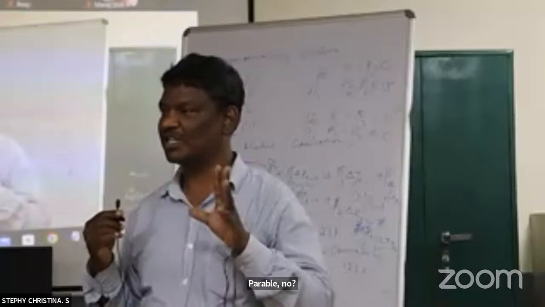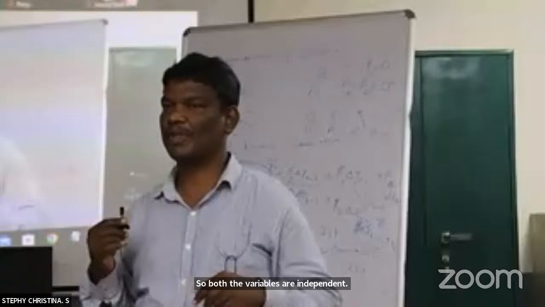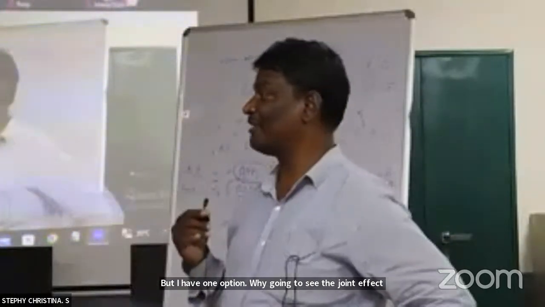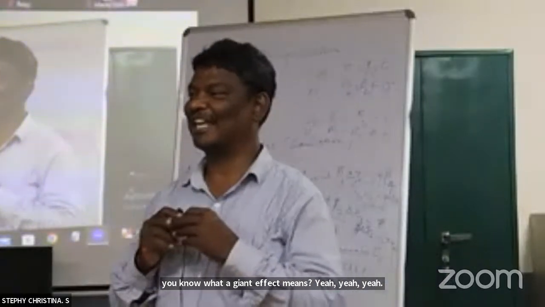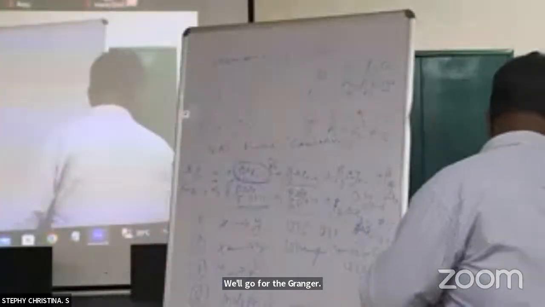So both the variables are independent. But I have one option. Why can't you see the joint effect? You know what a joint effect means? F, F, F. Joint test means F. So how to see? We'll go for the Granger. Go for the Granger. Okay, how to go for the Granger?